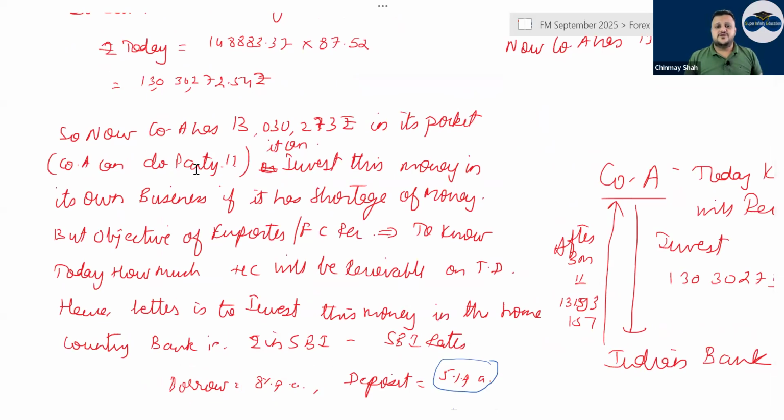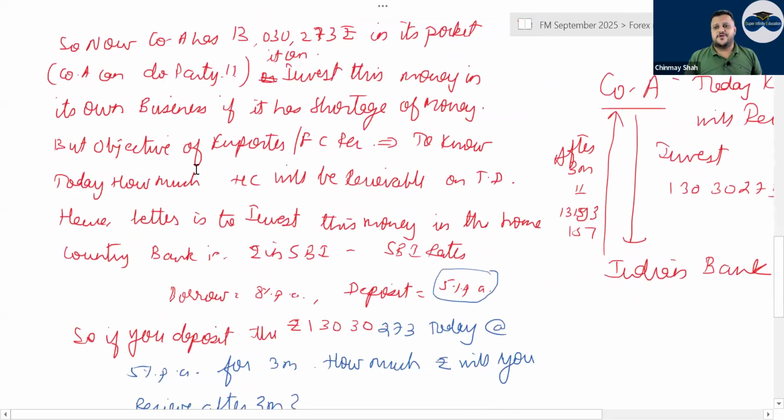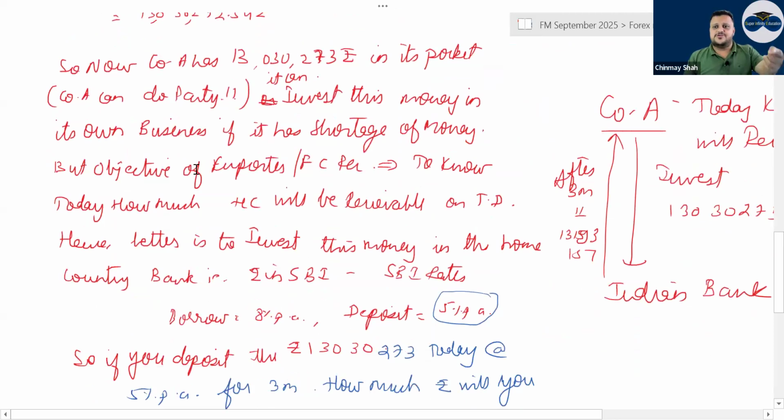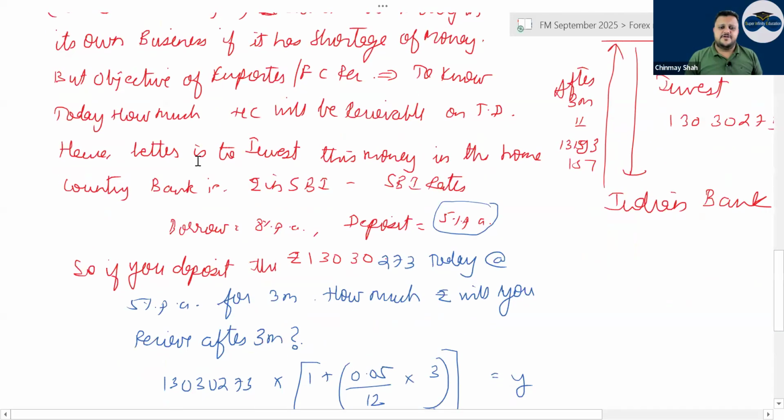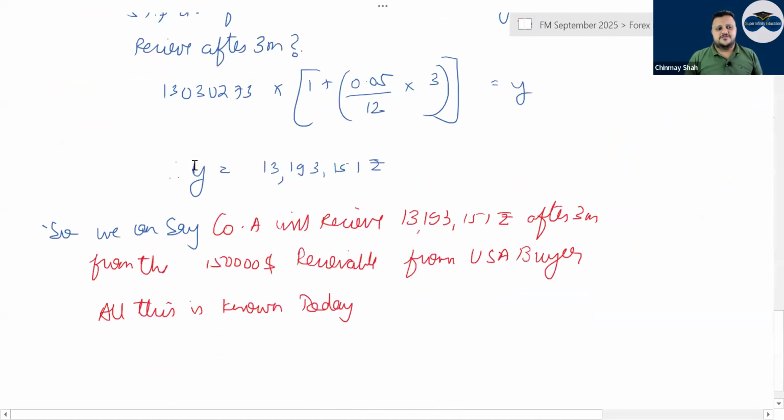But the basic objective of an exporter is to know how much home currency you will receive after 3 months. So you deposit this home currency that you have received at the home currency deposit rate, HCDR. You deposit it, right? And then you get certain rupees after 3 or 4 months, after the credit period. And that is your what? So we can say that the company will receive 13,193,151 rupees, right?